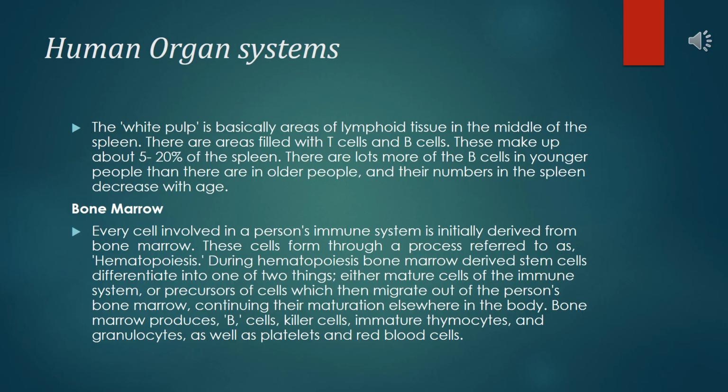Bone marrow. Every cell involved in a person's immune system is initially derived from bone marrow. These cells form through a process referred to as hematopoiesis. During hematopoiesis, bone marrow derived stem cells differentiate into one of two things: either mature cells of the immune system or precursors of cells which then migrate out of the person's bone marrow, continuing their maturation elsewhere in the body. Bone marrow produces B cells, killer cells, immature thymocytes and granulocytes, as well as platelets and red blood cells.